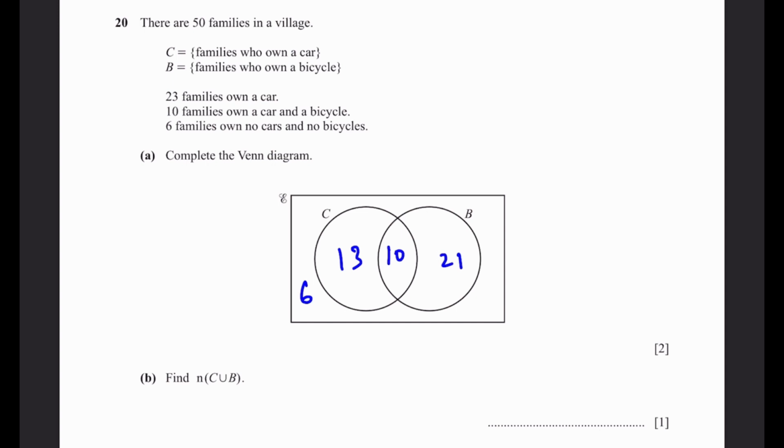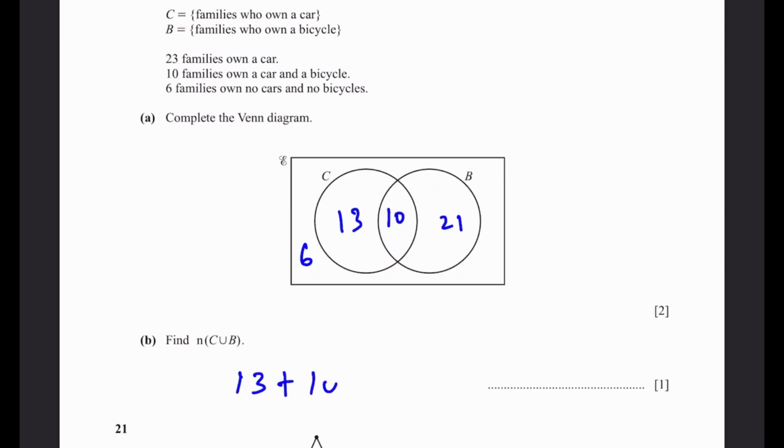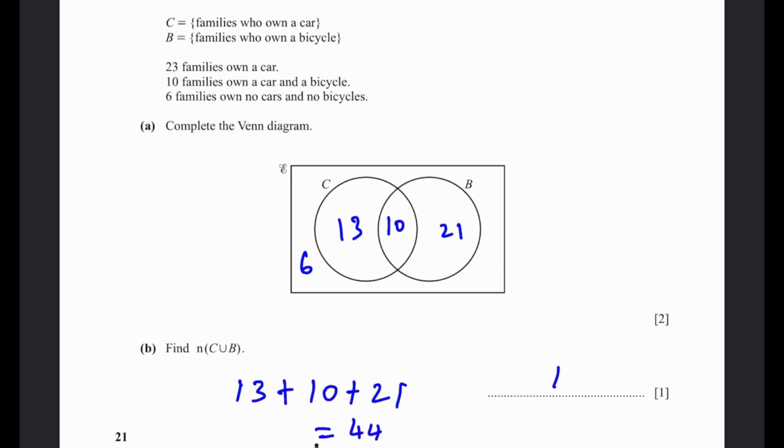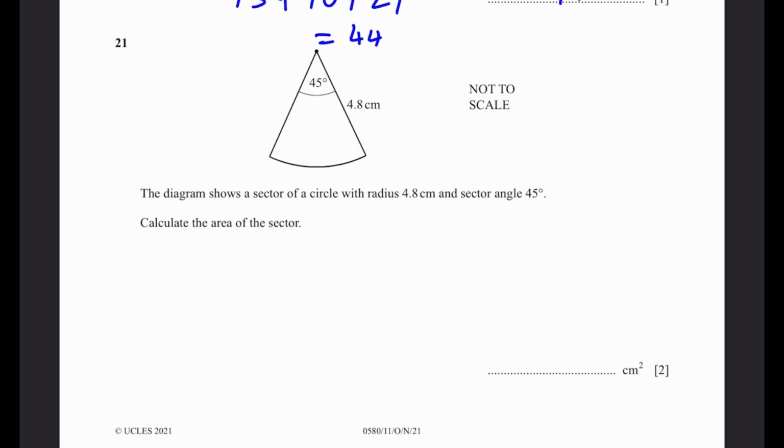That's the Venn diagram. B, find the number of C union B. C union B means everything inside these two circles. So 13 plus 10 plus 21, which is equal to 44. And that's the answer.